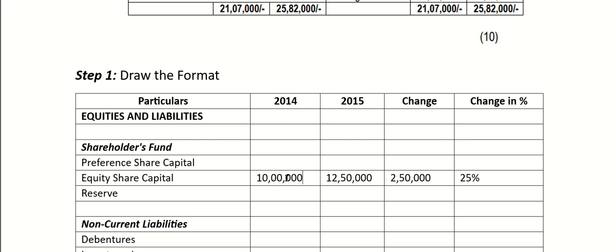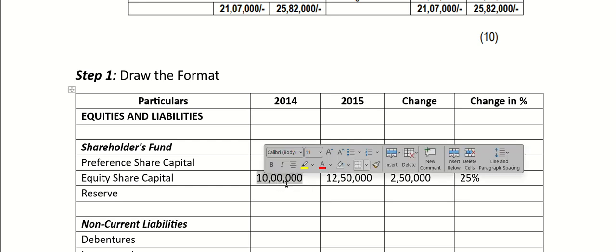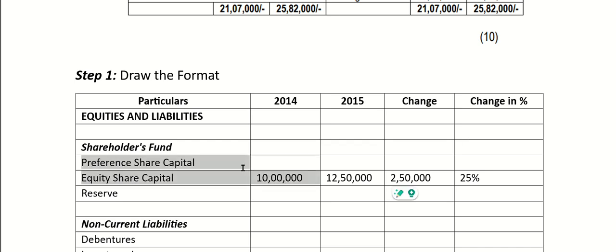So please read it once again. In 2014, there was an equity share capital of 10 lakh rupees. In 2015, there was an equity share capital of 12,50,000 rupees. Now we can understand that there happened a change of 2,50,000 when we compare these two years. So in percentage, compared to what was there in 2014, there happened a 25 percentage increase in this value when it came to 2015. Hope the concept is clear for you. And it is very simple also.